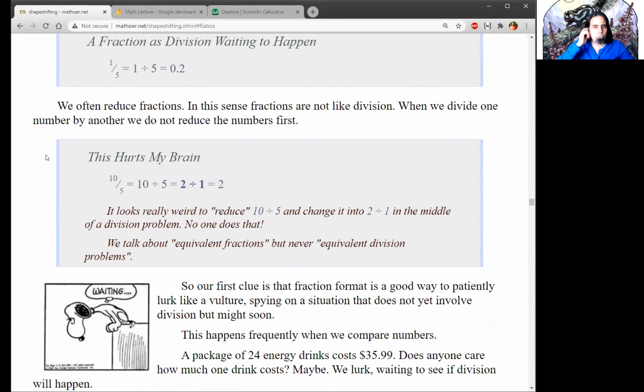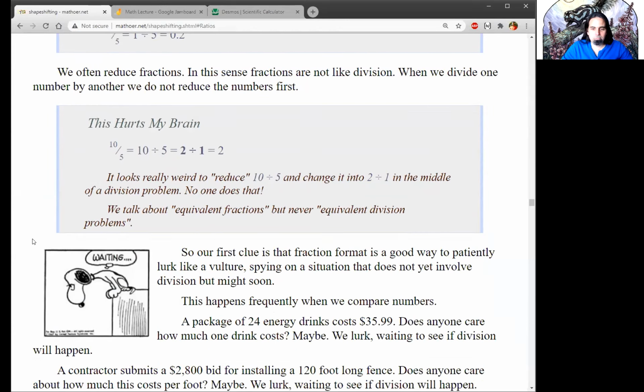We often reduce fractions. And in that sense, fractions are not like division, because if I did 10 divided by 5, I would never change that into 2 divided by 1. That would look very weird. Right? People don't do that. We just do 10 divided by 5. So we talk about equivalent fractions, but we never talk about equivalent division problems.